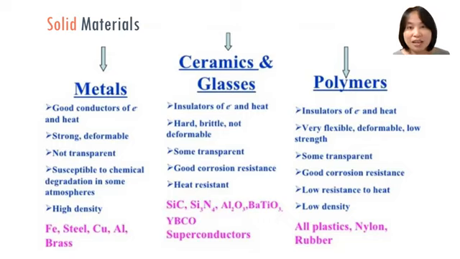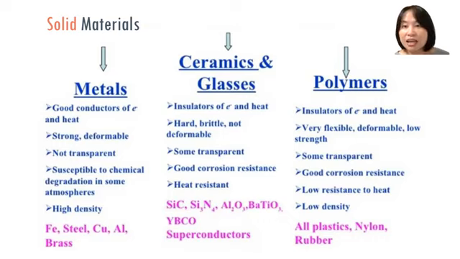Next, ceramic and glass. In the opposite to metal, they are insulators of electron and heat, hard, brittle, not deformable. Some of them are transparent, good corrosion resistant, and also good heat resistant.